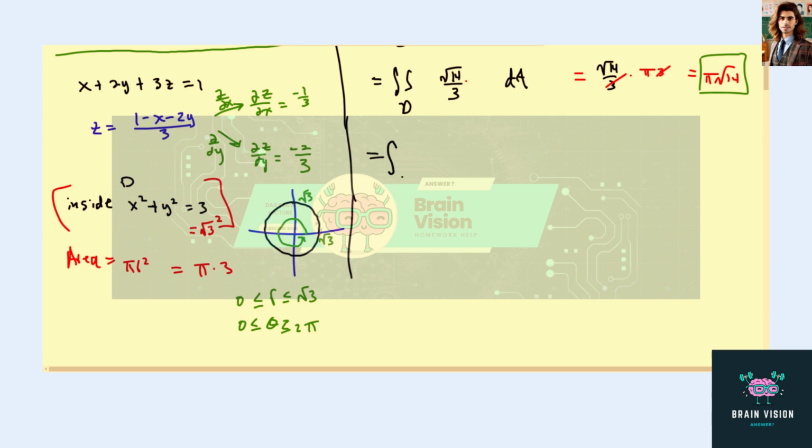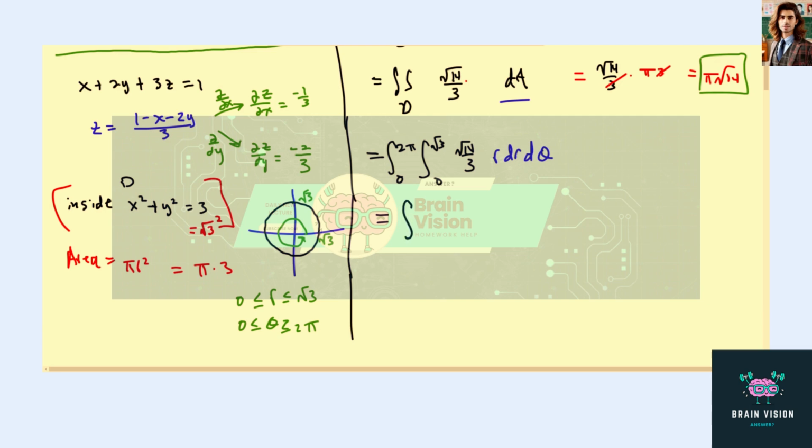So we do theta on the outside, so it would be 0 to 2 pi. Then we have 0 to root 3. And then the root 14 over 3 stays there. And then remember this dA is going to become r dr d theta. And it's important you put that r there, otherwise you just get bad answers.